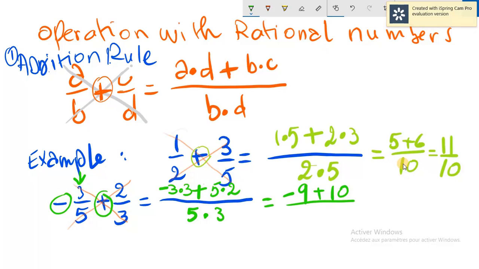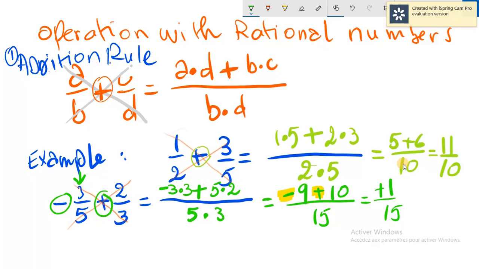Now what will be the answer? 9 and 10 are different in sign. As you can see, this is a negative sign and this is positive. So the rule says when adding two numbers different in sign, we need to subtract them. So if I subtract 9 from 10, I get 1. Now what about the sign? Should I put minus? Should I put plus? Actually, you will look for the bigger number in absolute value, so without sign. Which number is bigger, 9 or 10? 10 is bigger. So 10 is positive. I'll be writing here positive 1 over 15. That is the answer.